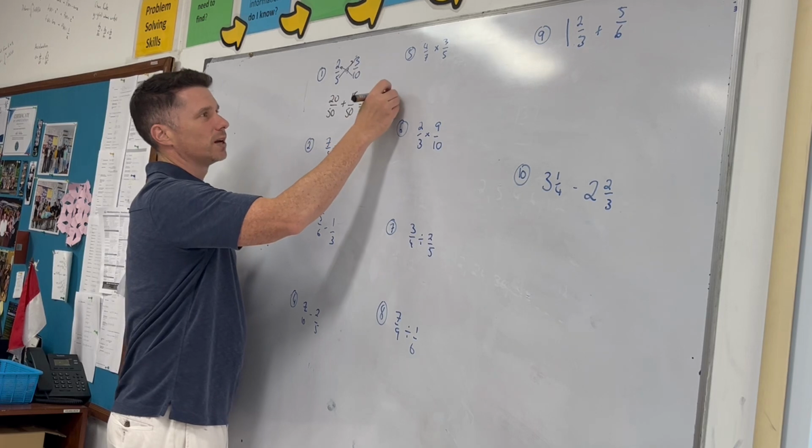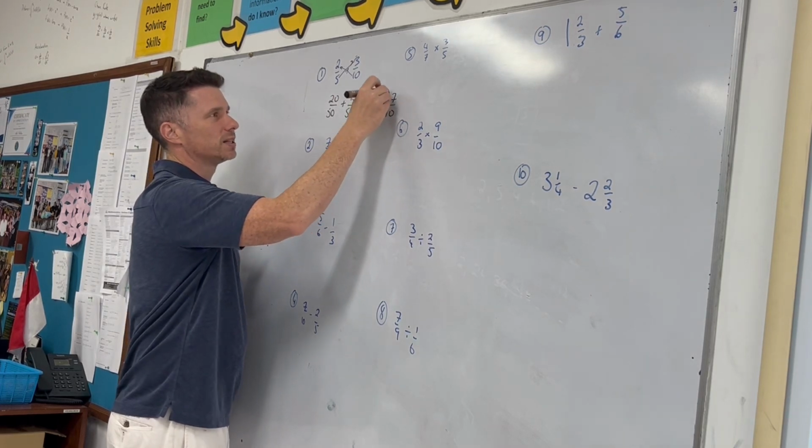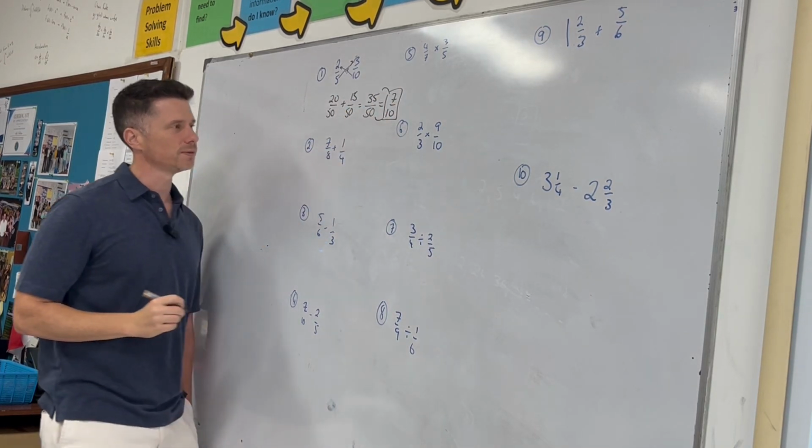And divide this by 5, I get 7. Divide this by 5, I get 10. So 7 over 10 is all I'm accepting for this one.